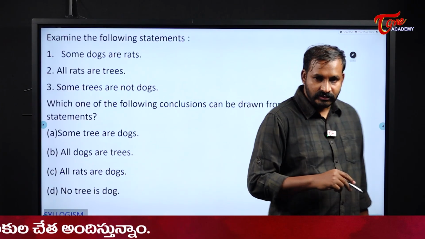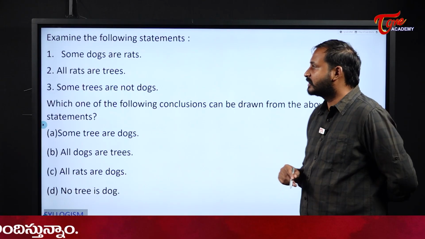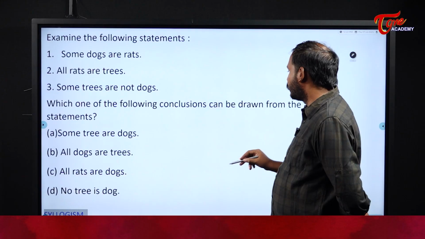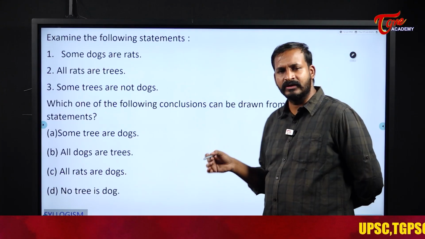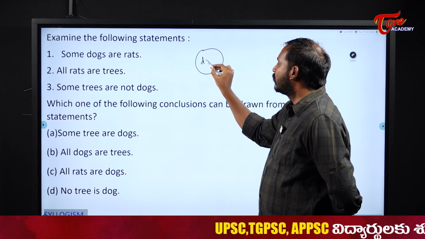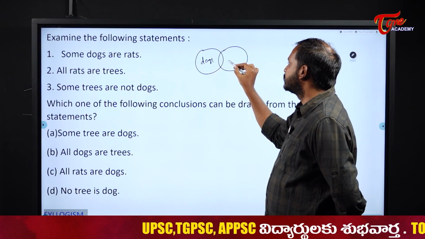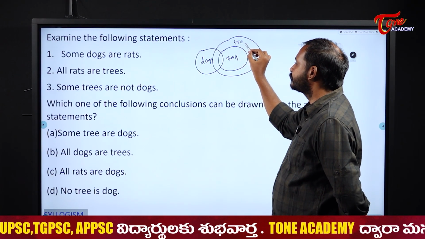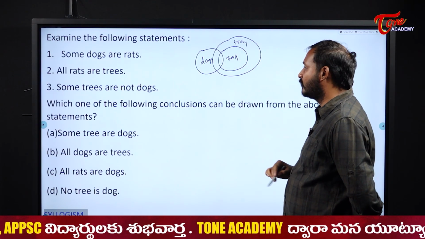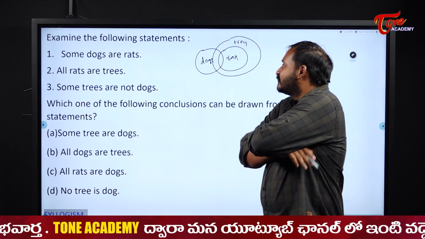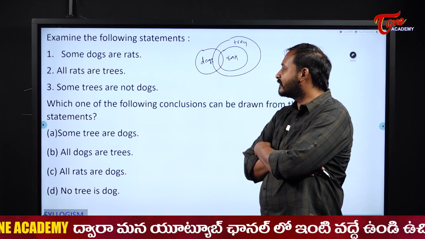Next one. Solve the next one, students. Some dogs are rats. Which one of the following conclusions can be drawn from the above statements? Just a simple one. Some dogs are rats. Next, all rats are trees. Some trees are not dogs. Now see here, students. What is the some trees portion?